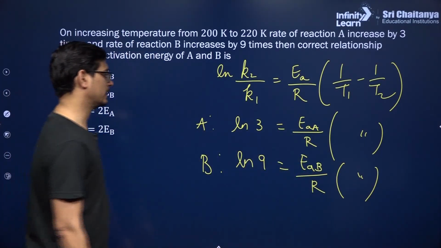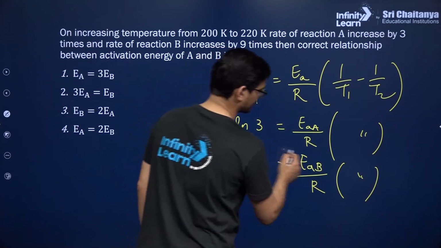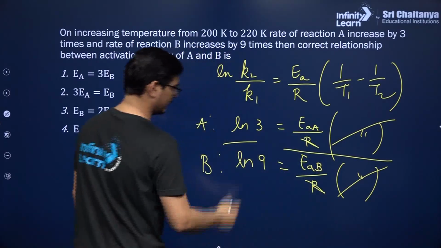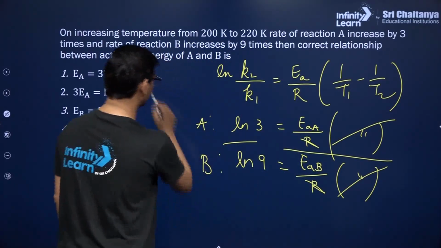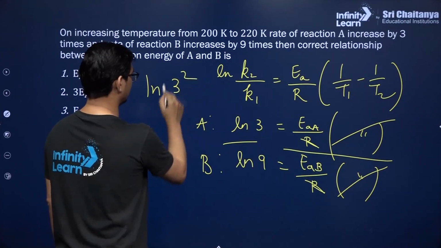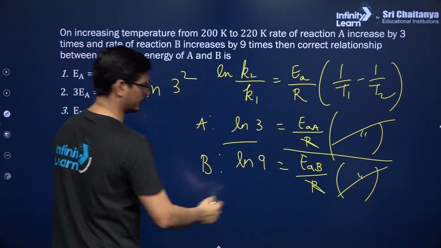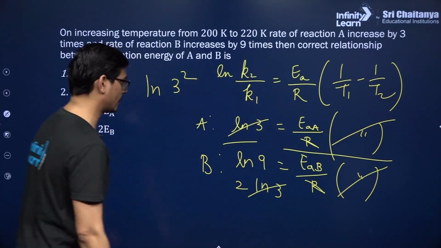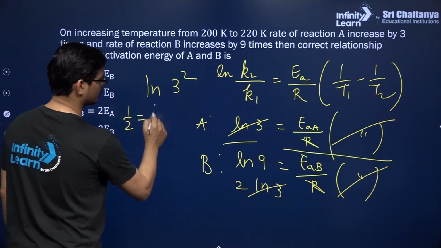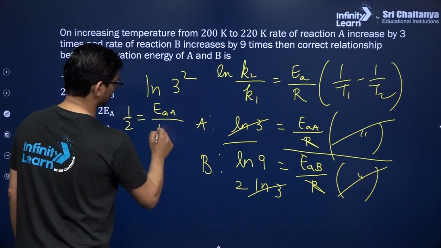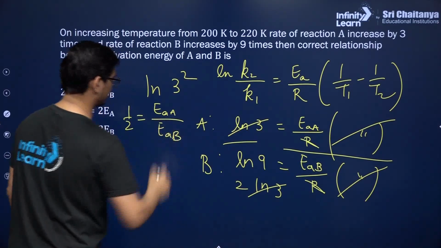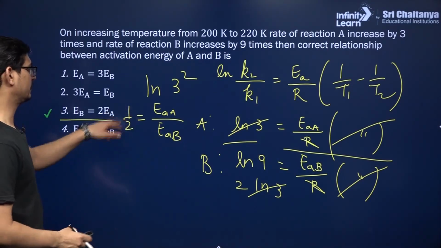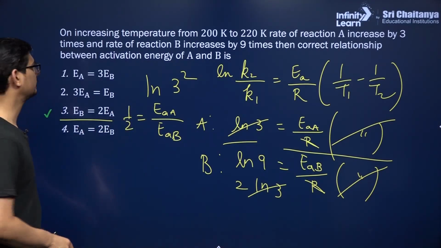So what we can do here is divide these. The bracket term will cancel out, R will cancel out, and ln 9 can be written as ln 3 squared. And log A raised to the power B is B log A, so I can write it as 2 ln 3. ln 3 will cancel out, which means 1 upon 2 is EaA divided by EaB, activation energy of A divided by activation energy of B. So this is the correct answer: activation energy of B is twice the activation energy of A.